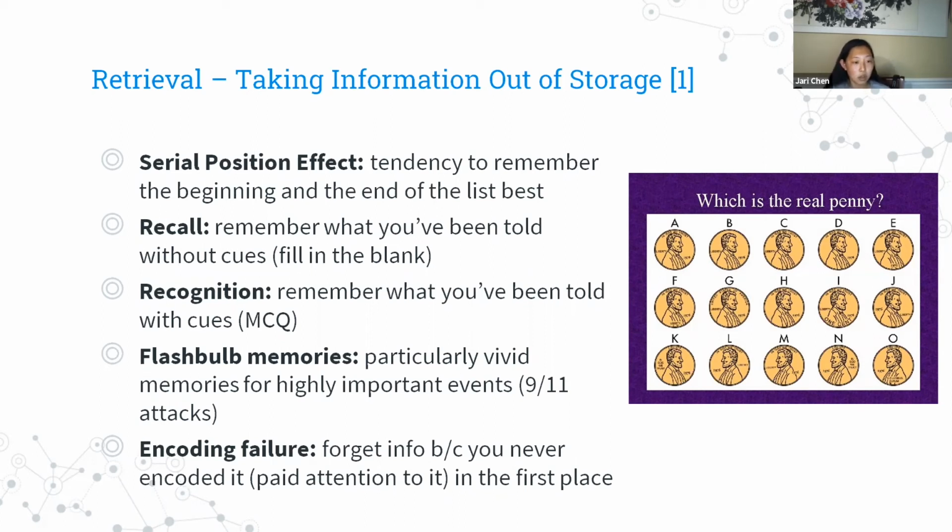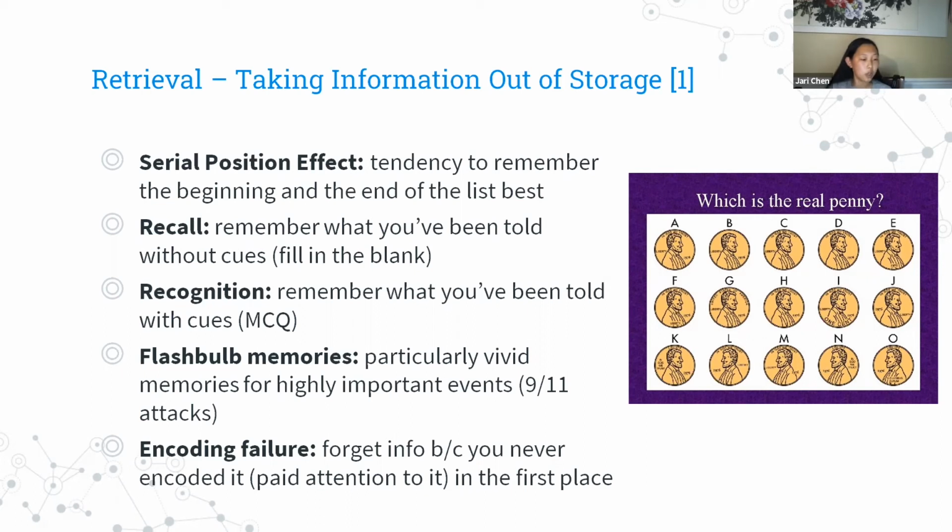Also, recall is when you're told without cues, when you're forced to remember something, like if you had a fill in the blank question on a test, while recognition is something like multiple choice. So you have cues, you have answer choices, and then it'll help you remember what you're trying to learn. Flashbulb memories are super vivid memories of events in your brain. Like if you're alive for 9/11, that would be super ingrained in your memory.